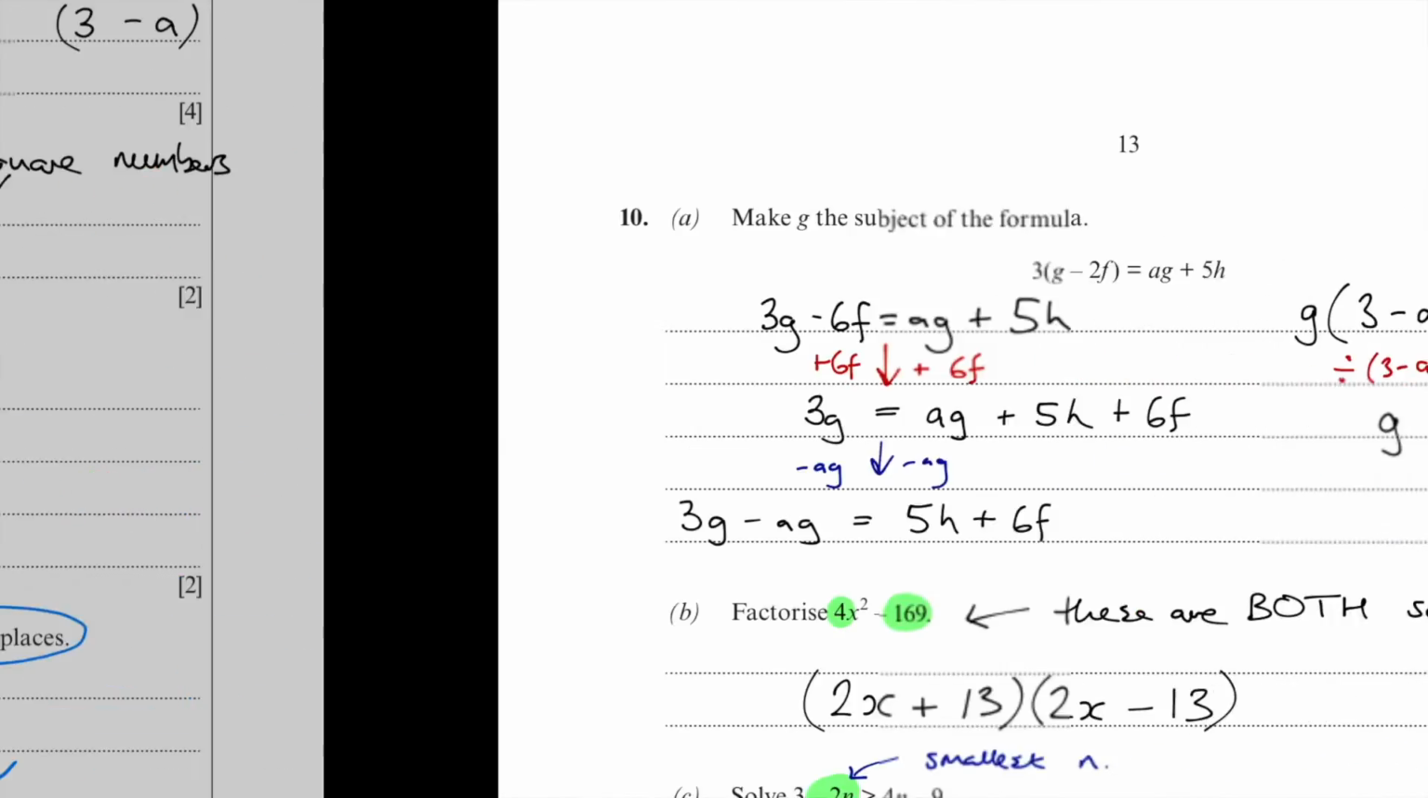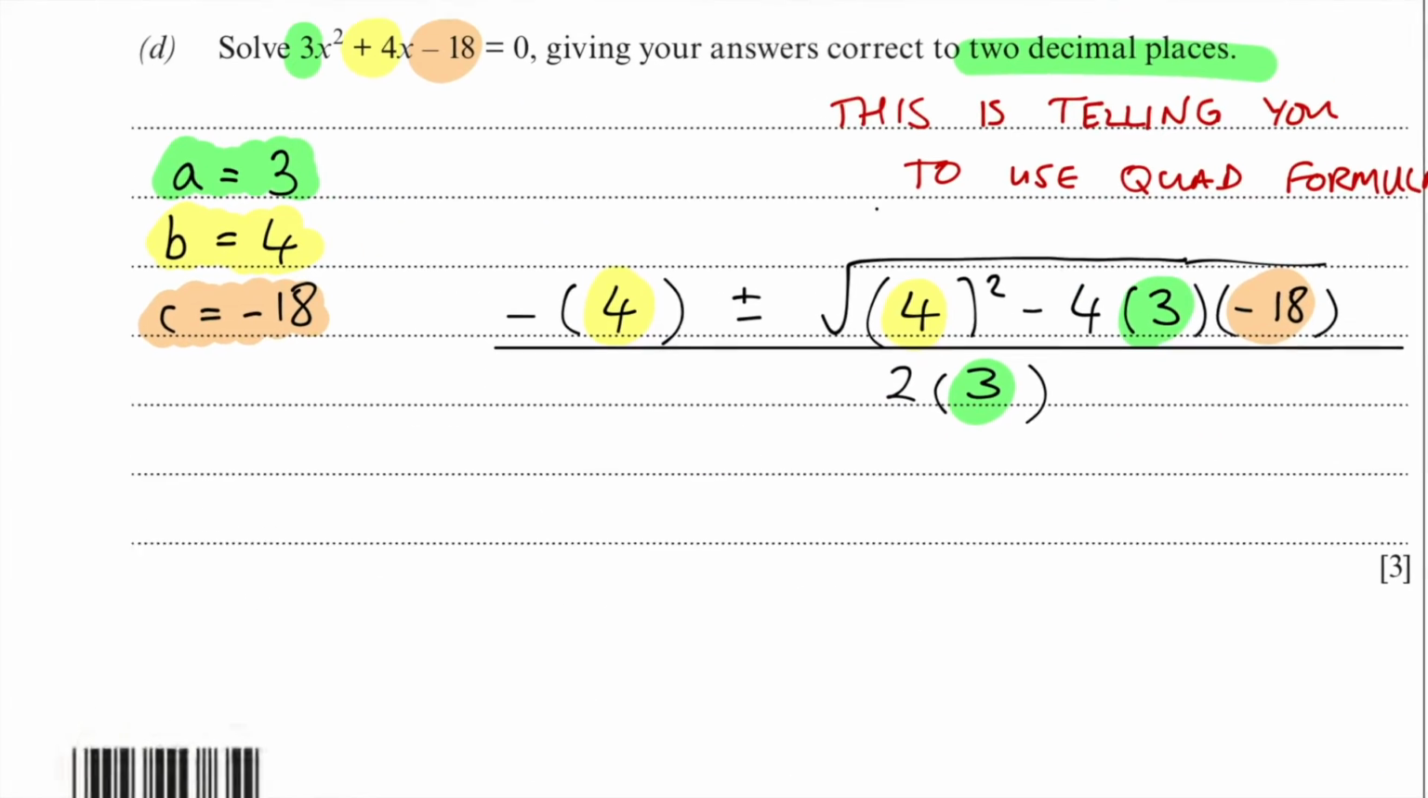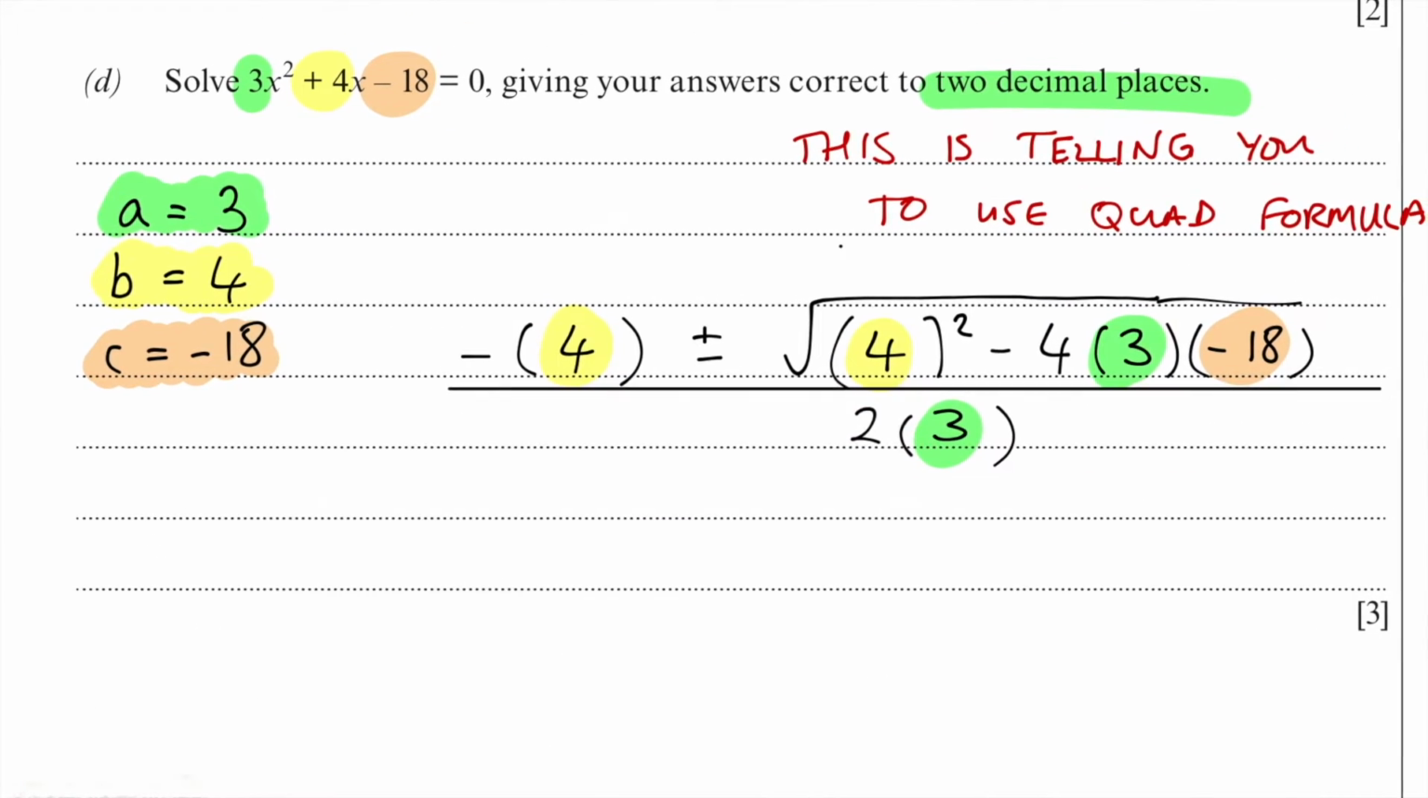Okay, so going to my solution here, this is how I do it. I'm going to look at what my quadratic is, and I'm going to take a to be the value in front of the x squared, b to be the value in front of the x, and c to be the number term, as there are no x's. So a is equal to 3, b is equal to 4, and c is equal to minus 18.